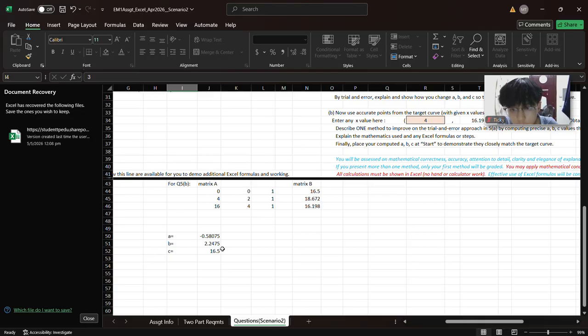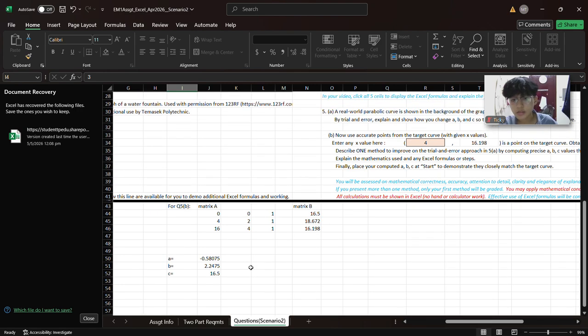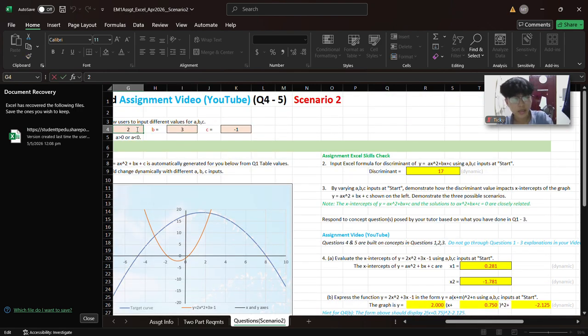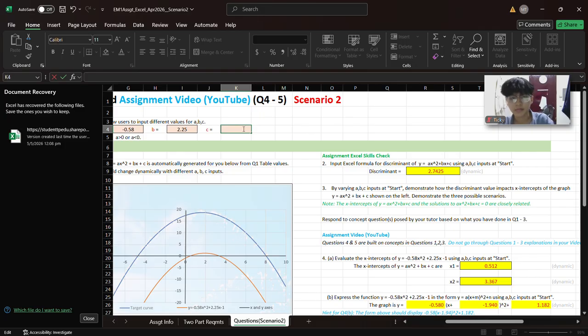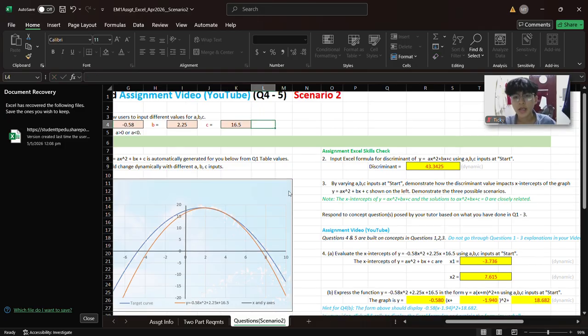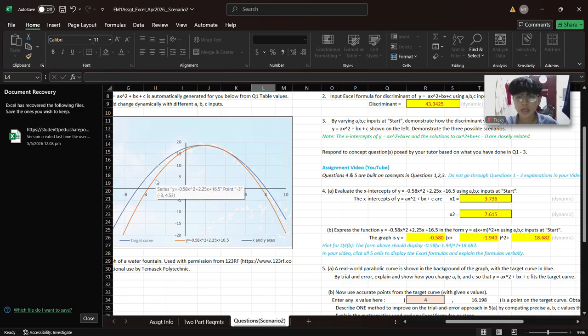I will just type the decimals to 2 decimal places so that we can go faster. Here is minus 0.58, the second one is 2.25, and the third one is 16.5. Right, here we can see the orange curve is similar to the blue curve. So this is the end of my video, and thank you for watching.